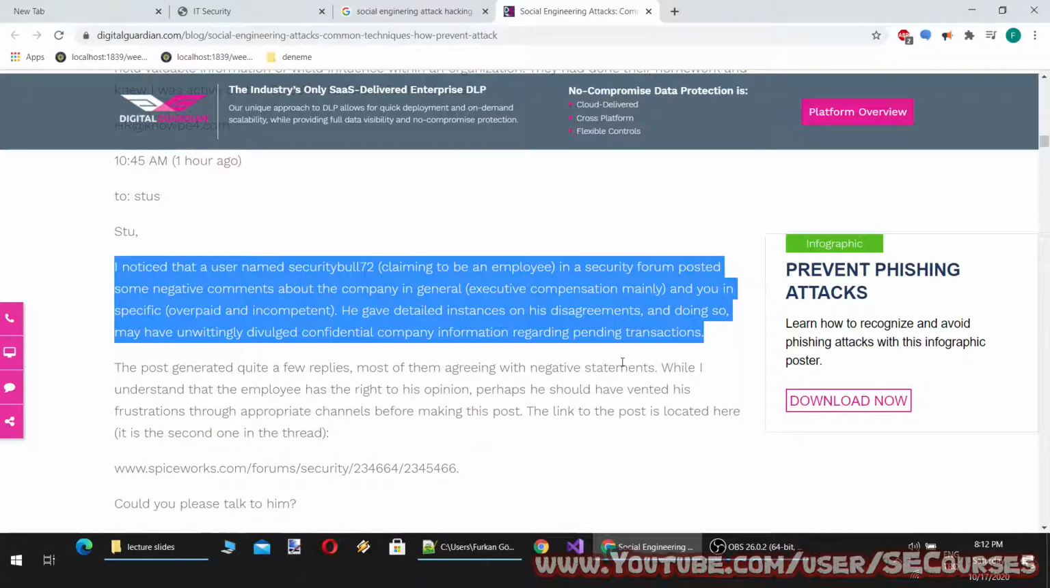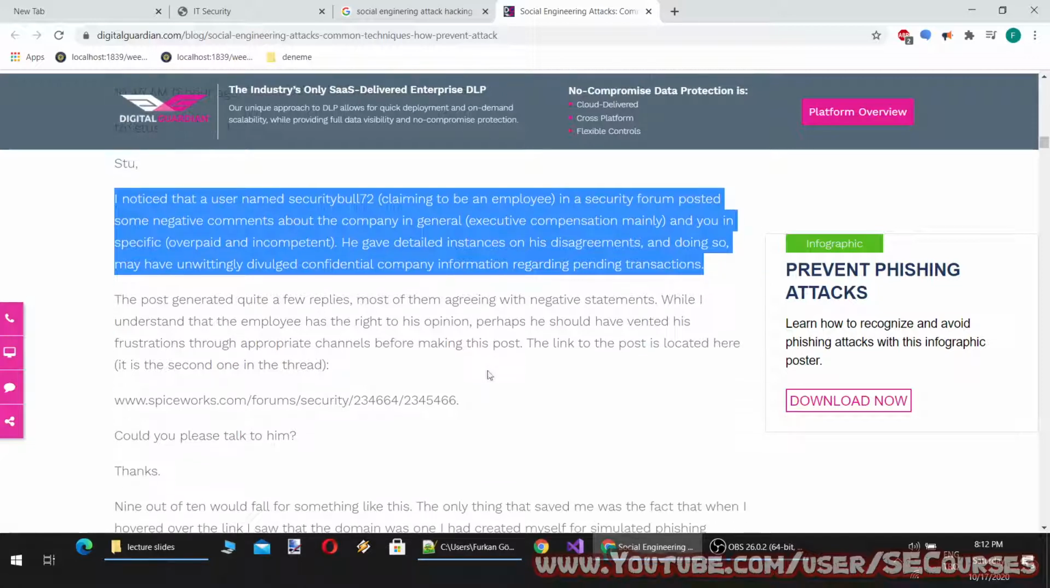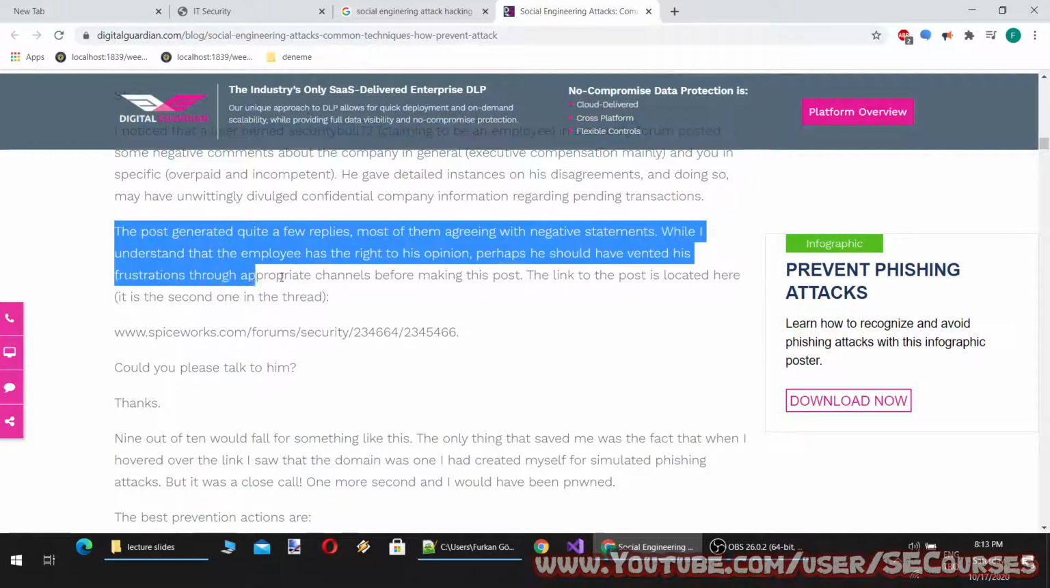I noticed that a user named SecurityBull72, claiming to be an employee, in a security forum posted some negative comments about the company in general, executive compensation mainly, and you in specific: overpaid and incompetent. He gave detailed instances on his disagreements, and in doing so, may have unwittingly divulged confidential company information regarding pending transactions.